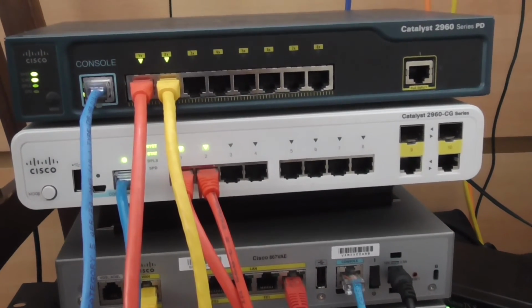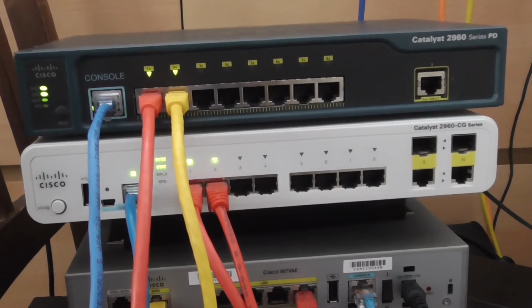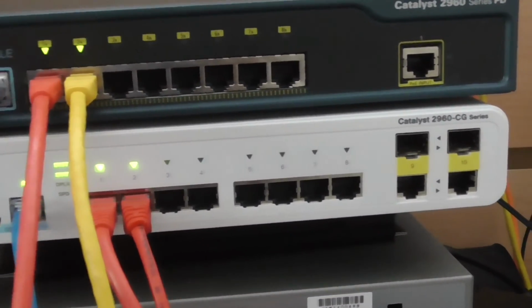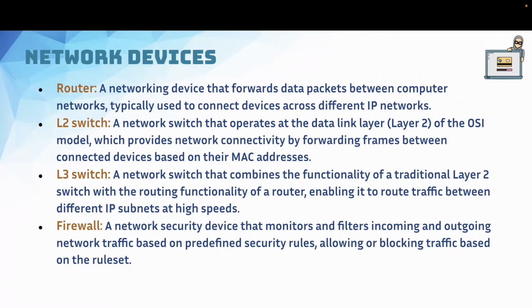Switch is going to operate at the data link layer, and it's going to provide network connectivity by forwarding frames between connected devices based on their MAC address. So you have different devices that are connected. It's going to see, oh, this packet needs to go to this MAC address. That is what your layer 2 switch is going to do. Whereas your router, in this case, is going to be used for connecting devices across different IP networks. Your level 3 switch is that level 2 switch combined with the routing functionality. So it's going to enable it to route traffic between subnets at high speeds.